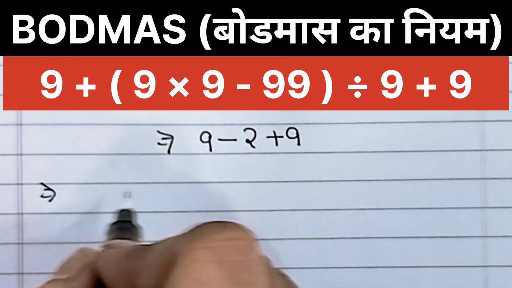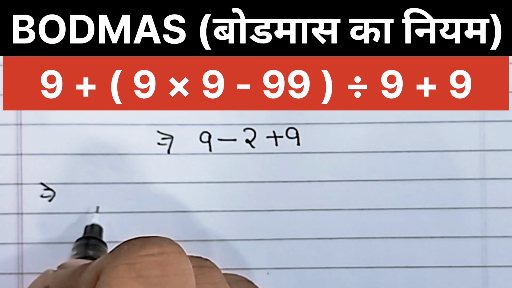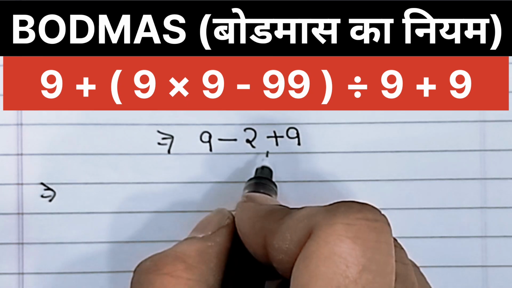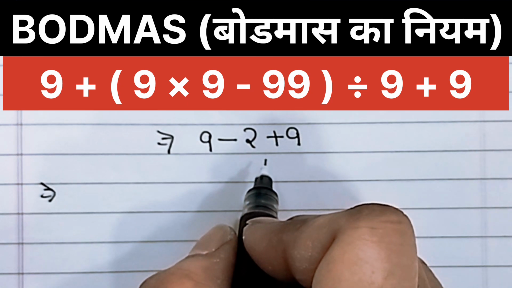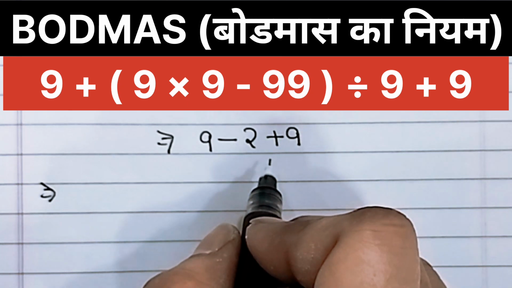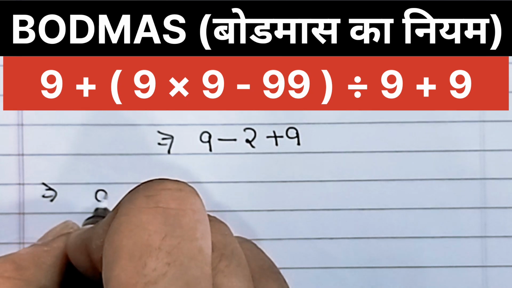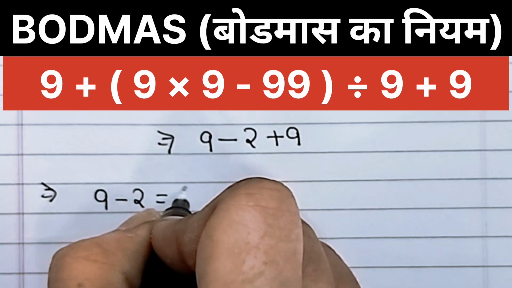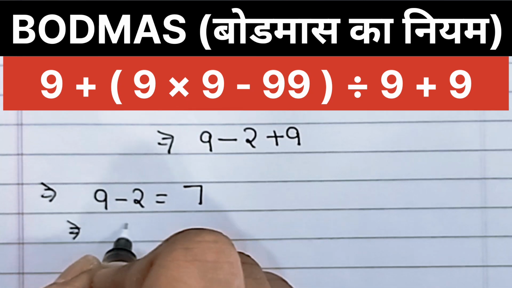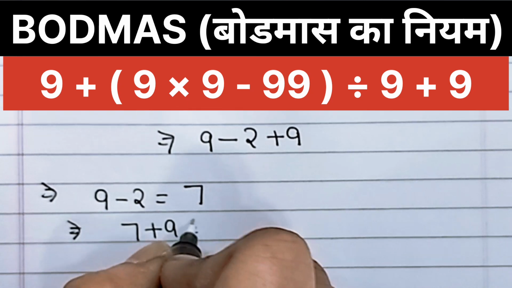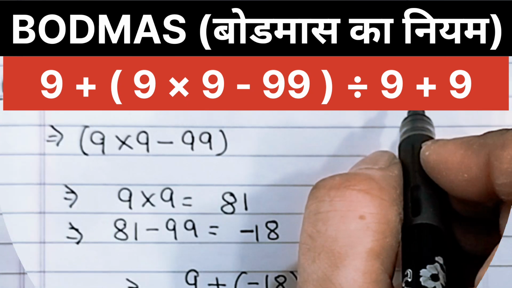Third step, addition and subtraction. Now we are left with only addition and subtraction. According to BODMAS, these have equal priority, so we solve them from left to right. So first we subtract the values, we get 7, and finally 7 plus 9, adding the values, gives 16 as the final result.